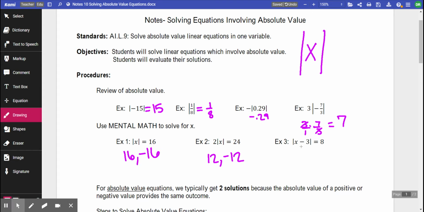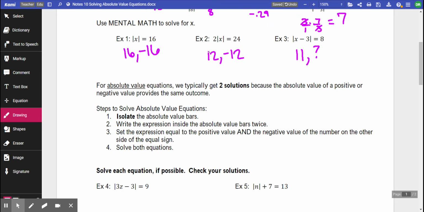The last one's the trickiest, the absolute value of x minus 3. So this time there's a number inside the absolute value as well as the variable. So the absolute value of x minus 3 is equal to 8. Well, one easy one that you're probably thinking of right now is, well, 8 plus 3, to undo a minus, you add 3. That would give me 11. 11 minus 3 is in fact 8. But what about that other solution? Okay, we're going to come back to this.